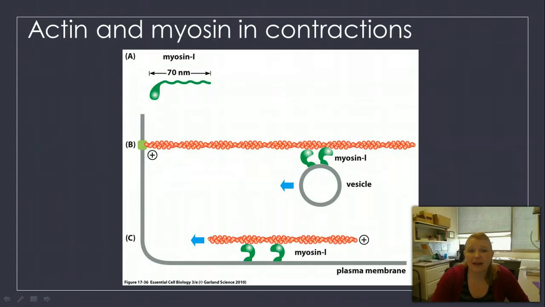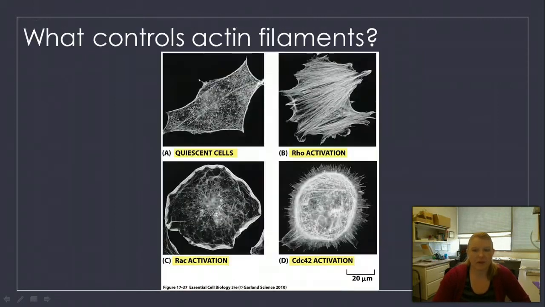Actin also works with myosin to do muscle contractions in our cells, in our muscle cells especially. We're going to talk about this in the next topic, so I don't want you to worry about it too much right now, but here you can see the interaction between myosin and actin to form these contractions.